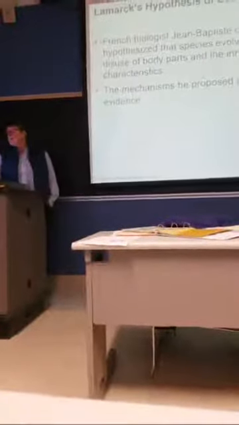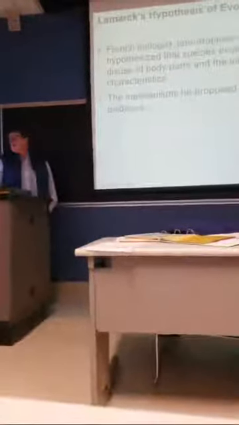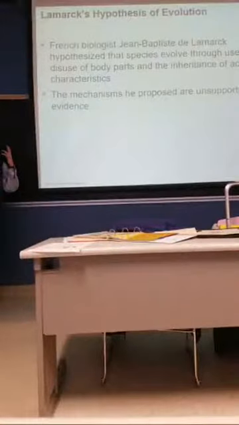He hypothesized that species evolve through the use and disuse of body parts and the inheritance of acquired characteristics. Those are the two main things he's known for. Use and disuse, you can kind of argue that a little bit, but it's maybe not perfect today either. What he's most famous for is something that ended up humiliating him. But he was the first to try to explain how things happen: the giraffe hypothesis. I'm going to call it a hypothesis.